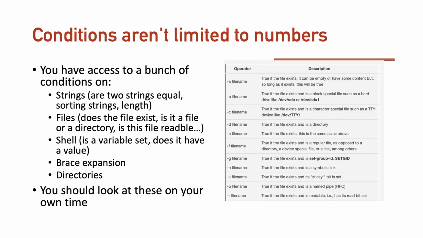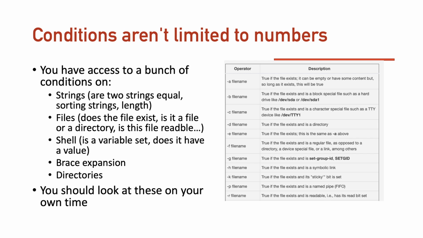Now, conditions in Bash aren't actually just limited to numbers. You have access to so many conditions in Bash. You have conditions about strings, so are two strings equal? You can sort them. What is the length of strings? We have files. Does the file exist? Is it a file or directory? Is it readable? We have shell, so like the actual script itself.